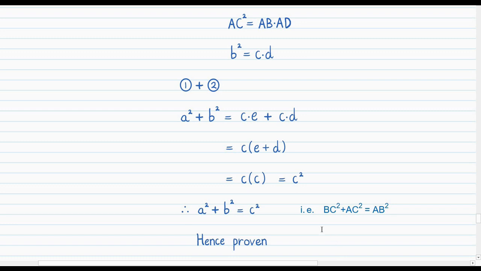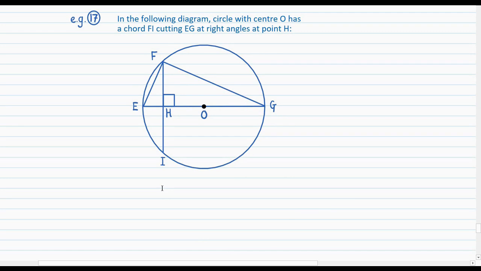Then for the final example of Euclidean geometry, in the following diagram, the circle with center O has a chord FI cutting the line EG at right angles at the point H. Given this information, why is triangle EFH similar to triangle EGF? We can demonstrate this by showing that they have two angles in common. The first obvious choice is, of course, the right angle. For triangle EGF, meaning this bigger triangle, that would be at this corner, since it's the angle subtended across the diameter.